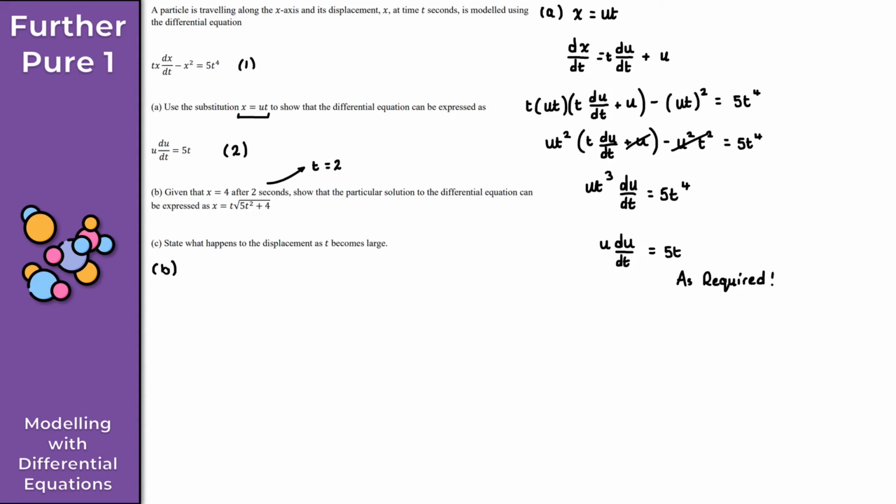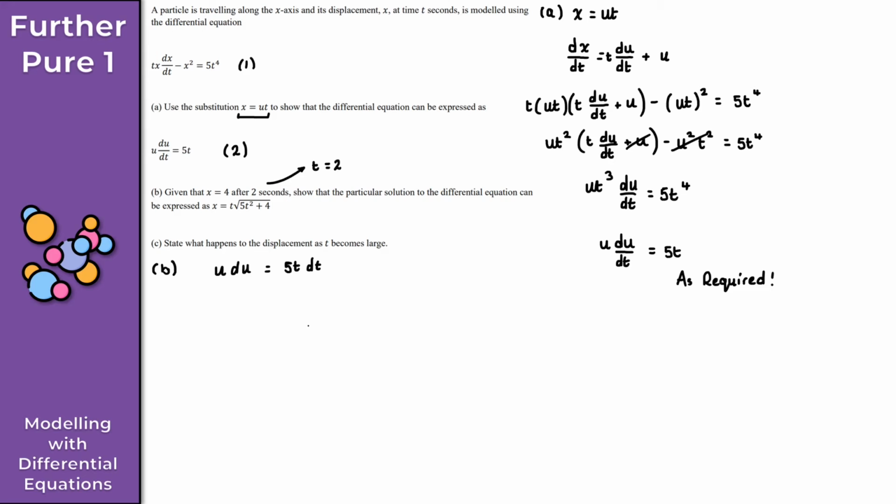And hopefully by inspection, it's pretty obvious that all we need to do is just separate the variables, right? Nothing too challenging. We don't need an integrating factor or anything like that. All we need to do is separate the variables and integrate both sides. Okay? So on the left-hand side, anything in terms of u, and on the right-hand side, anything in terms of t. So on the left-hand side I get u du, and on the right-hand side we get 5t dt.